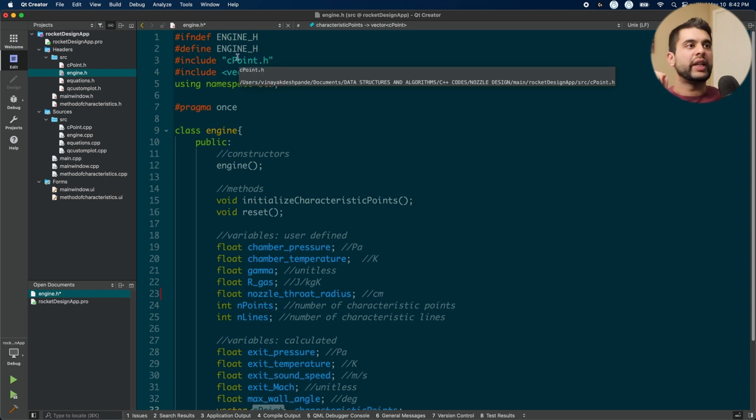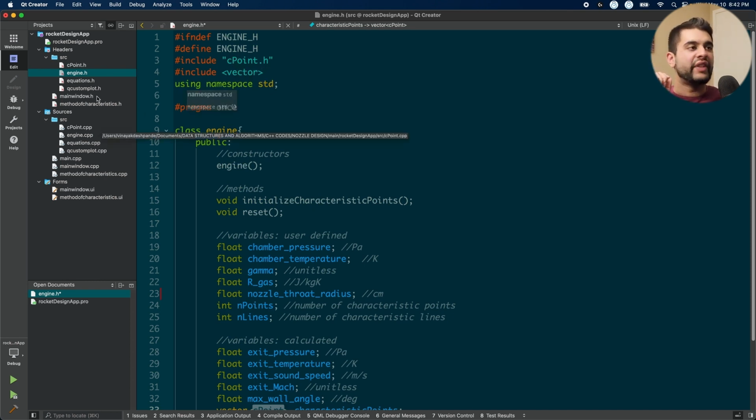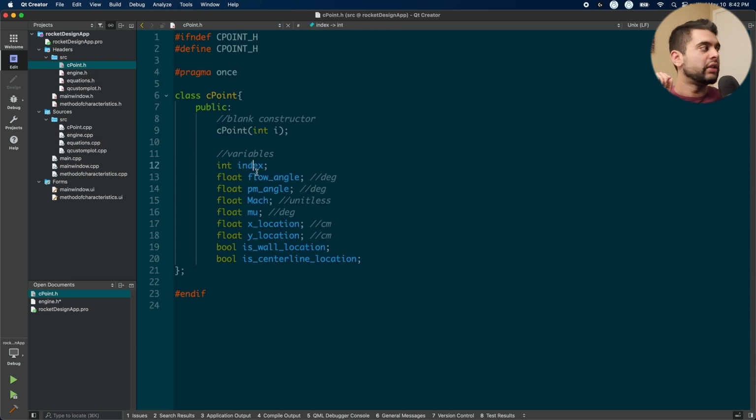So let's now look at that. I have index, flow angle, panel mirror angle, Mach number, the Mach angle, which is arcsine of 1 over M, XY location, and I have two booleans. Is it a wall location and is it a centerline location? So it'll be one or none of them. It can be both. And my constructor, I can make one. I can directly pass in my index and then go from there.